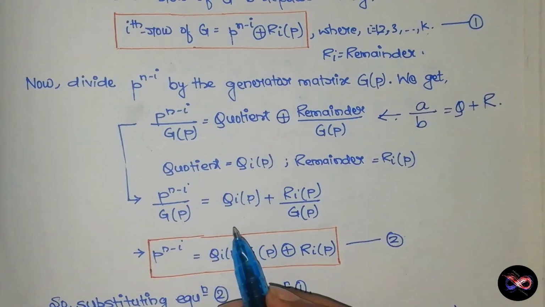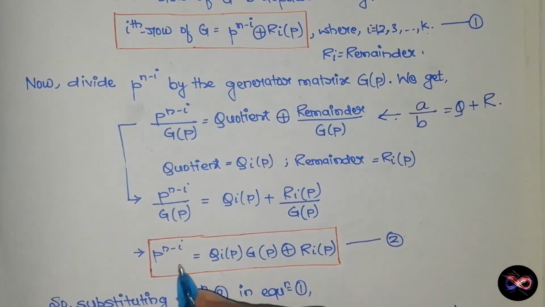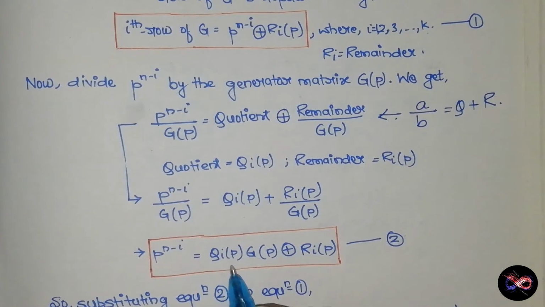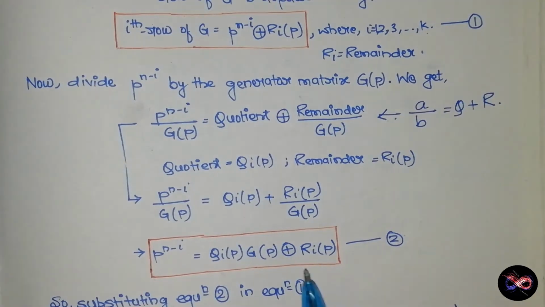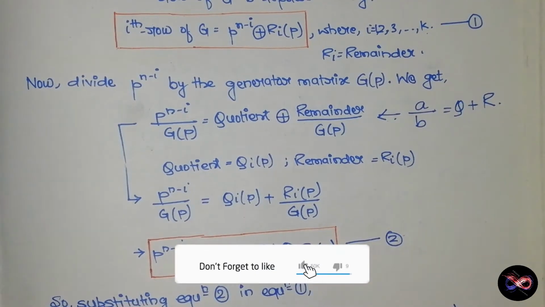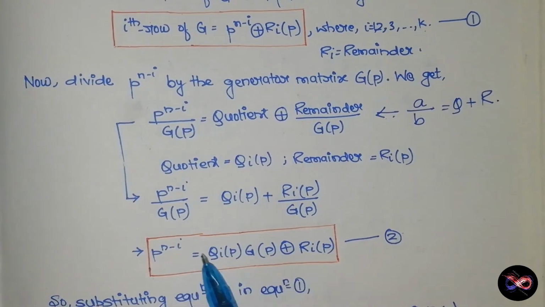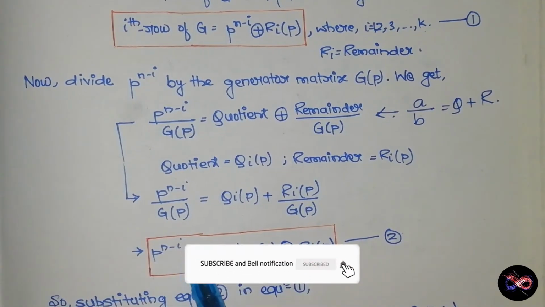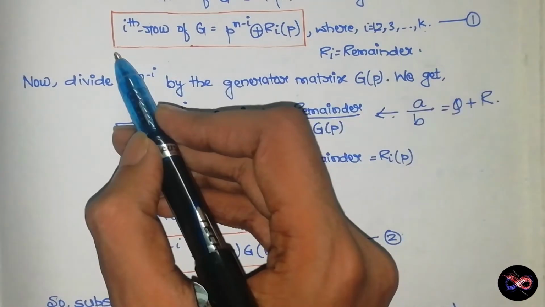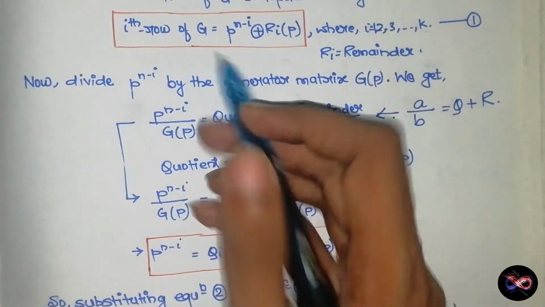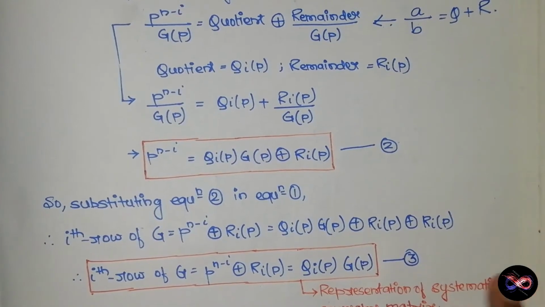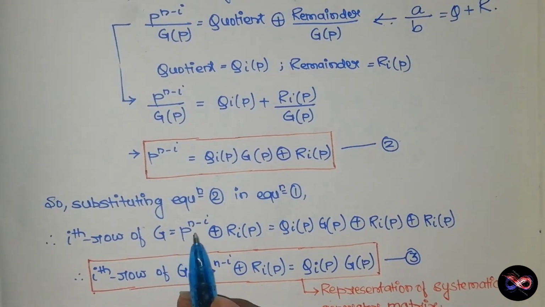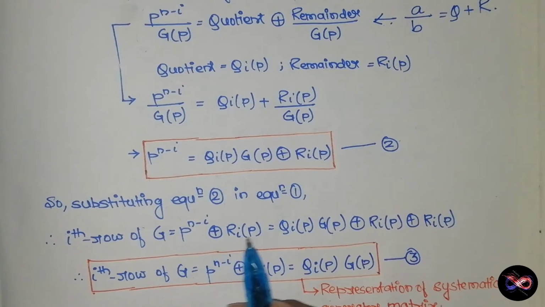So if we cross multiply G(p), we will get p to the power n minus i is equal to q_i(p) into G(p) XOR r_i(p). So this is our second equation that we got after the simplification. Now what we will do, we will substitute this value of p to the power n minus i in the first equation, the ith row of G. So when we substitute the value of p to the power n minus i, we will get ith row of G is equal to p to the power n minus i XOR r_i(p).